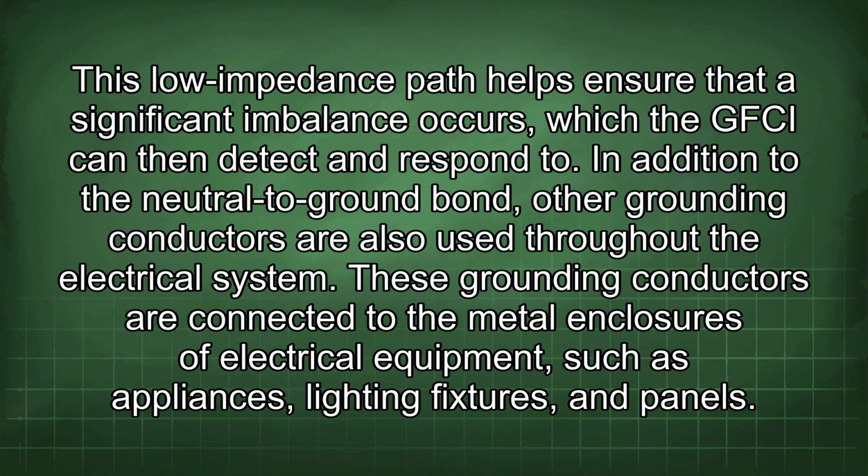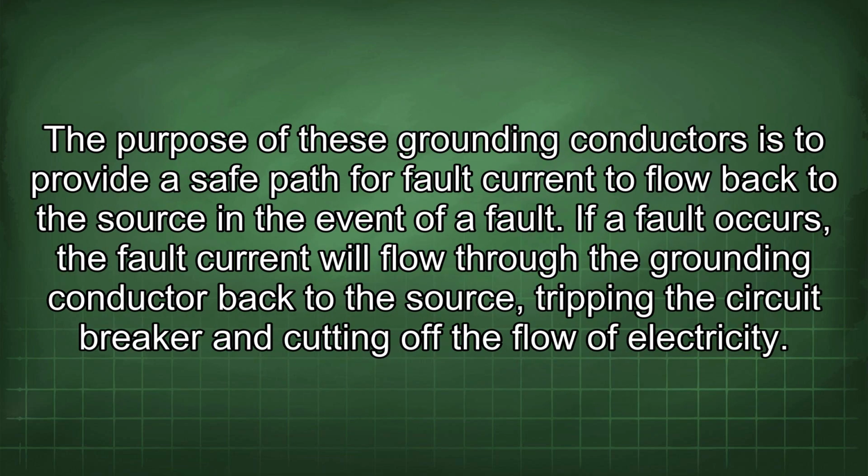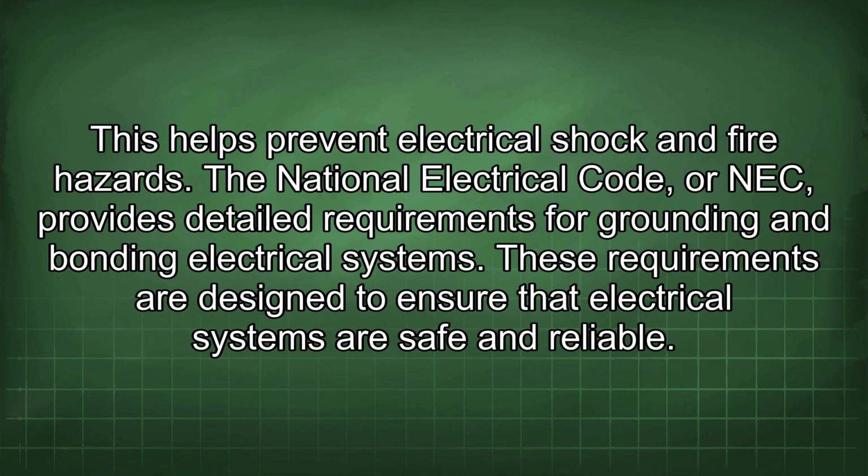In addition to the neutral to ground bond, other grounding conductors are also used throughout the electrical system. These grounding conductors are connected to the metal enclosures of electrical equipment, such as appliances, lighting fixtures, and panels. The purpose of these grounding conductors is to provide a safe path for fault current to flow back to the source in the event of a fault. If a fault occurs, the fault current will flow through the grounding conductor back to the source, tripping the circuit breaker and cutting off the flow of electricity. This helps prevent electrical shock and fire hazards.